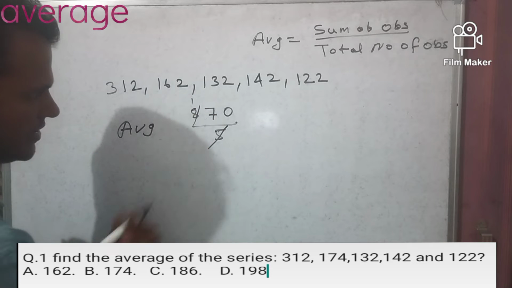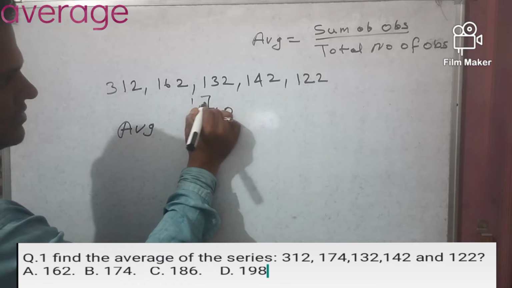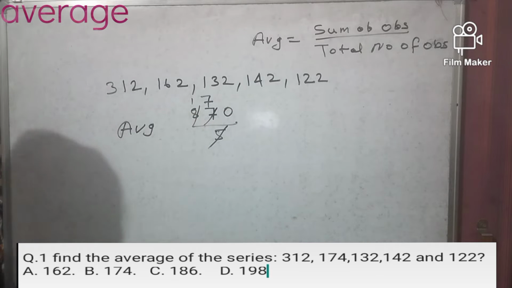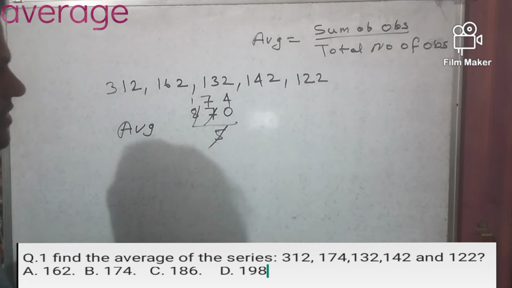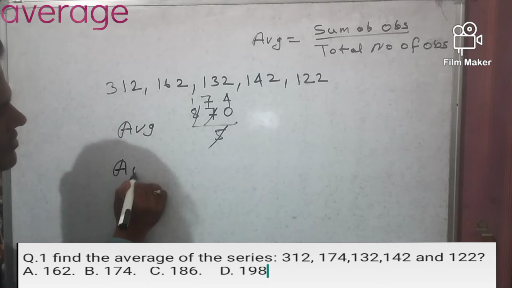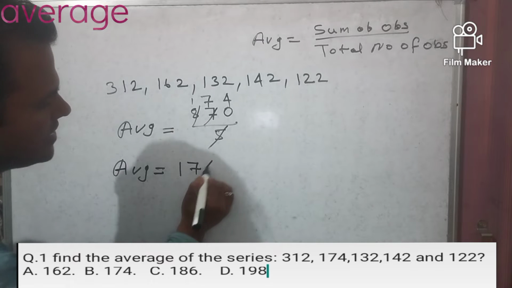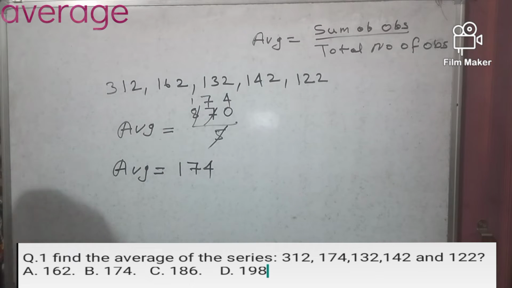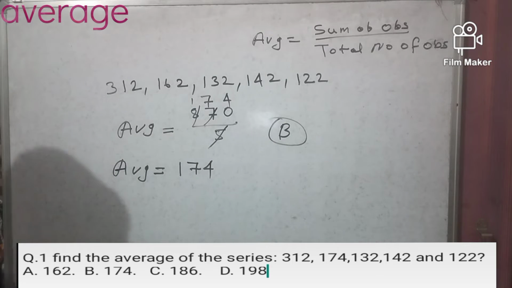Now see here. 5 ones are 5, carry 3. 5 sevens are 35, right? So carry 2. 5 fours are 20. So average is equal to 174. Means option B is the correct answer.